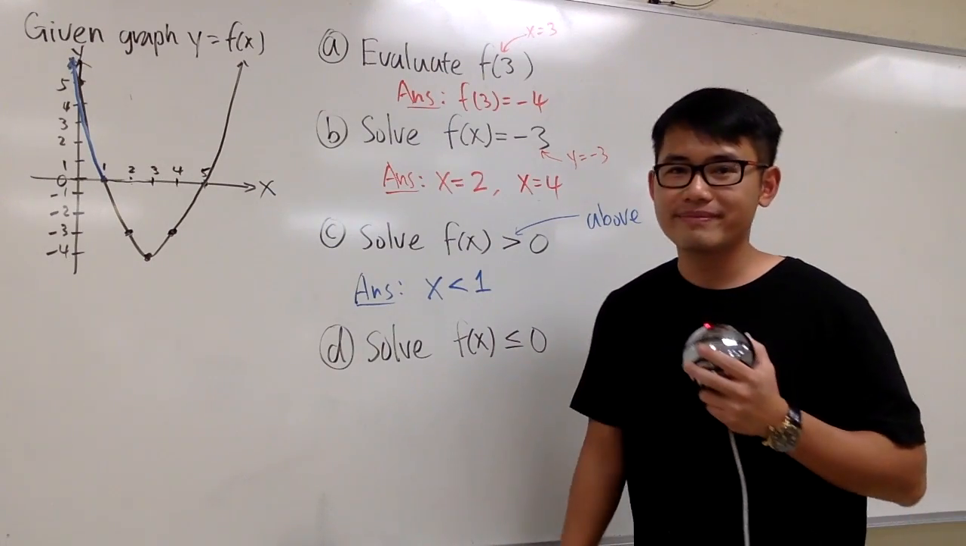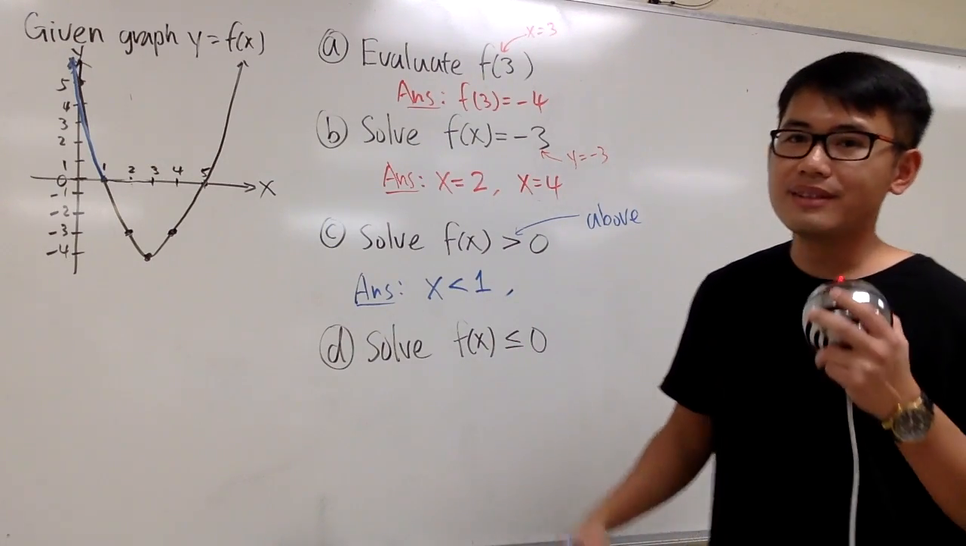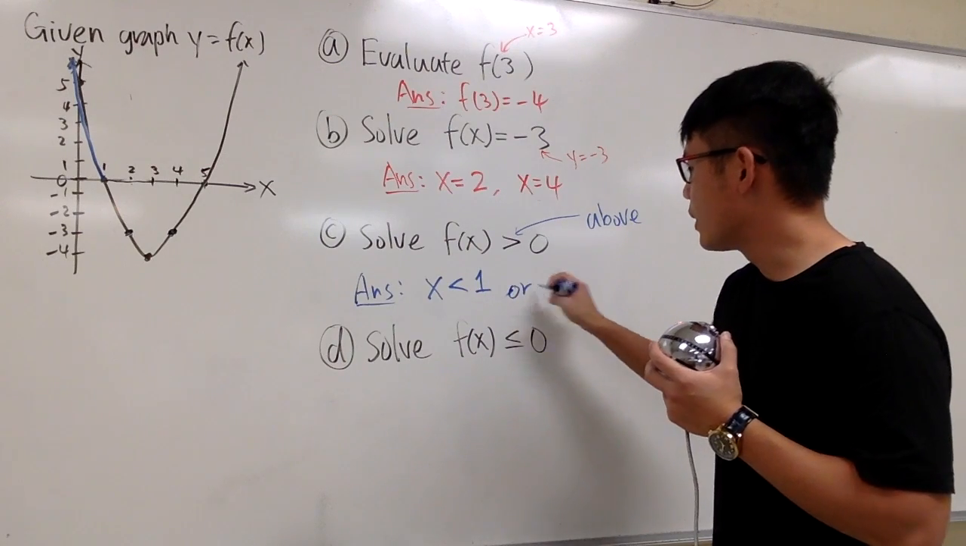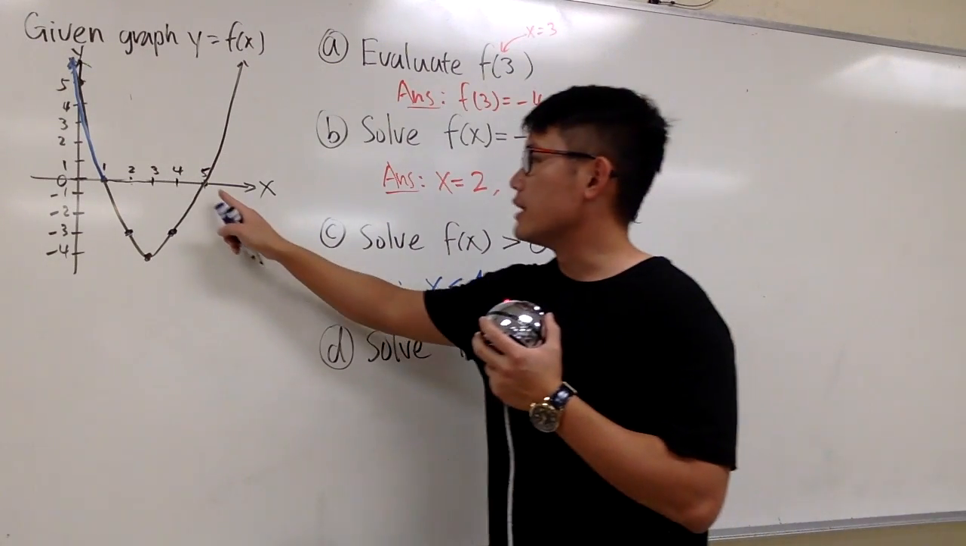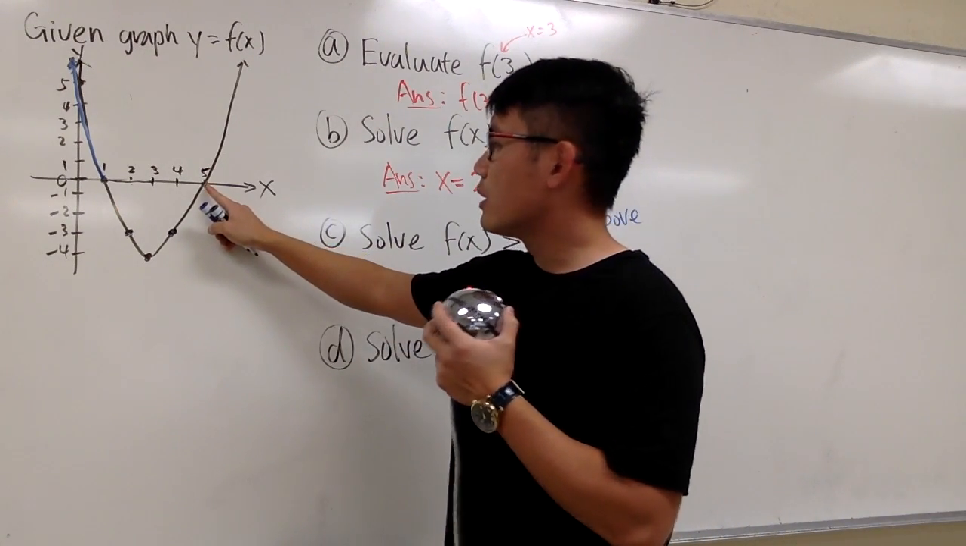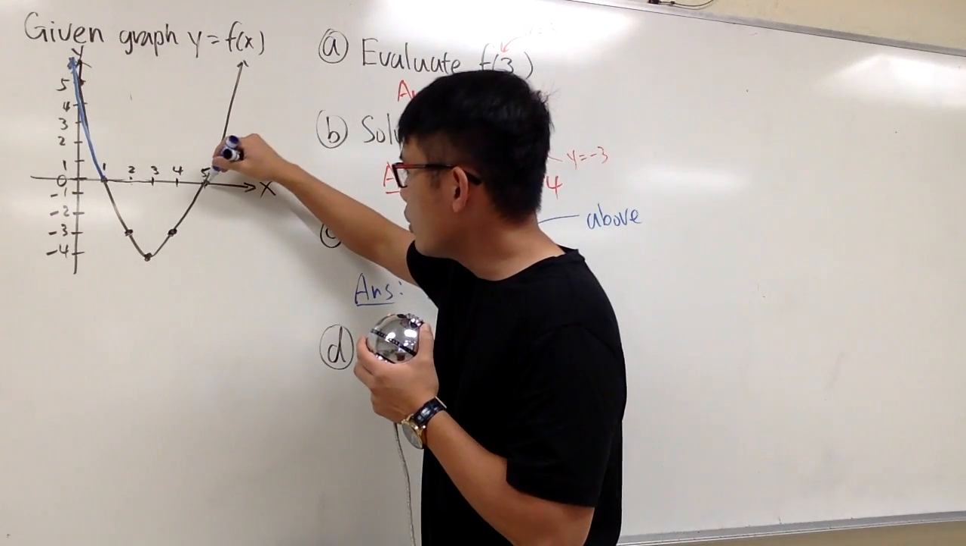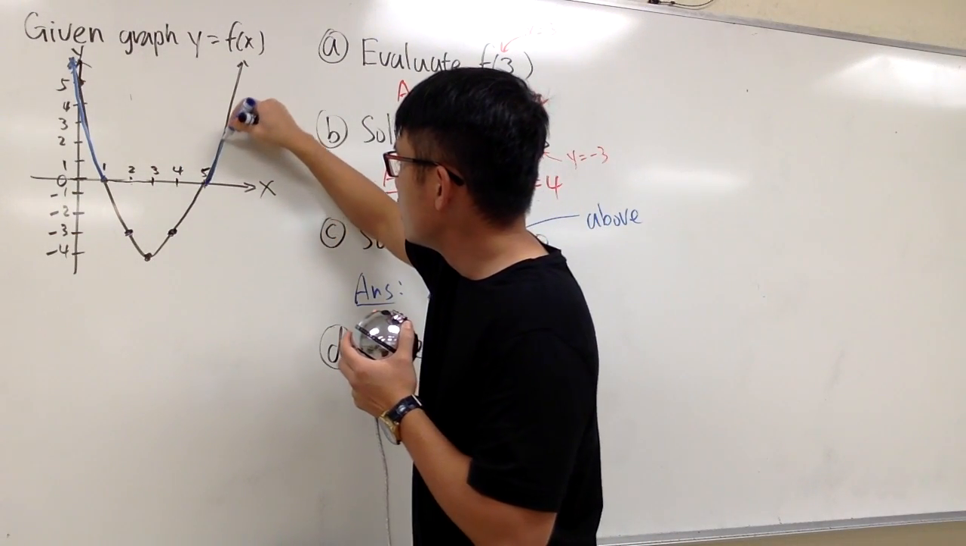That's the first part. Well, we also have the second part, right? Let me just put down or, because as we can see right here, this portion of the graph is also above 0.